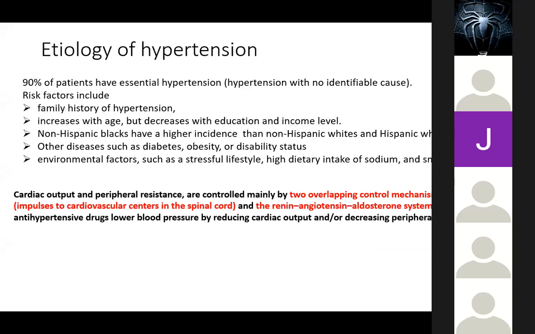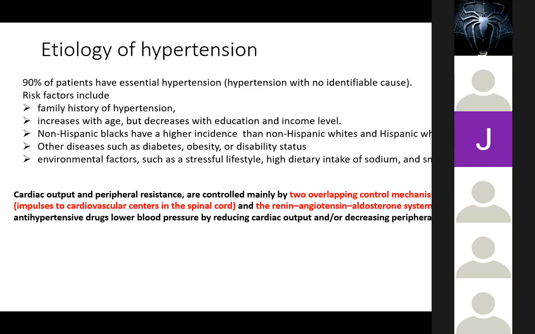So 90% of patients have essential hypertension. We are on etiology of hypertension. And in this case, we mean people don't even know what causes this hypertension. Here are some of the risk factors of hypertension. These include family history of hypertension. So if in your family you have a brother or sister or parents having this disease, obviously, it's likely that you have it based on certain genes, okay?